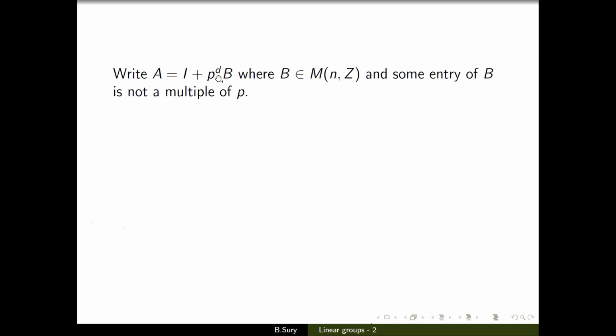This is the maximum power of p that you can take out from the entries. So from all the entries you have taken out this power: identity plus p power d times b.